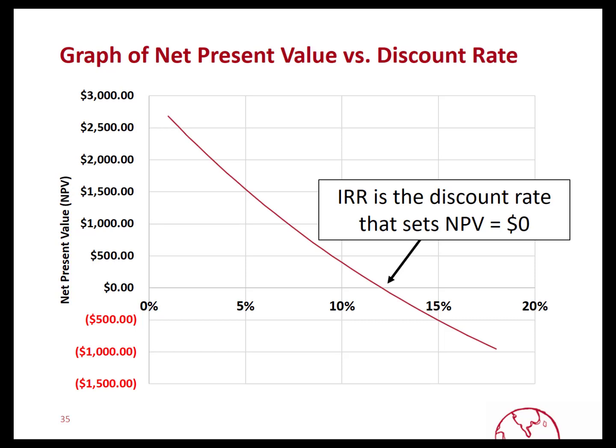Another way of thinking about it is to actually graph the net present value of a project using different discount rates. What we find is that as the discount rate increases, the net present value falls. At some point, the net present value is going to cross over the horizontal axis, meaning that the net present value is zero. In this example, you can see that it happens somewhere between 10 and 15%, or 12.5%. That would be the IRR, because that is the rate that is going to set the net present value equal to zero.